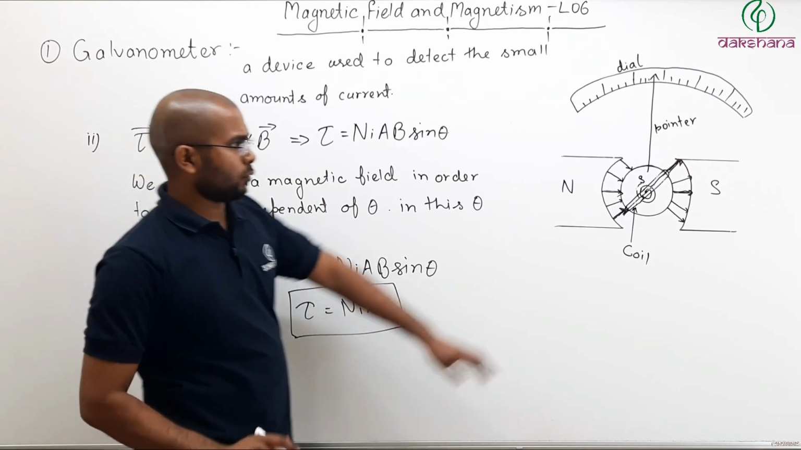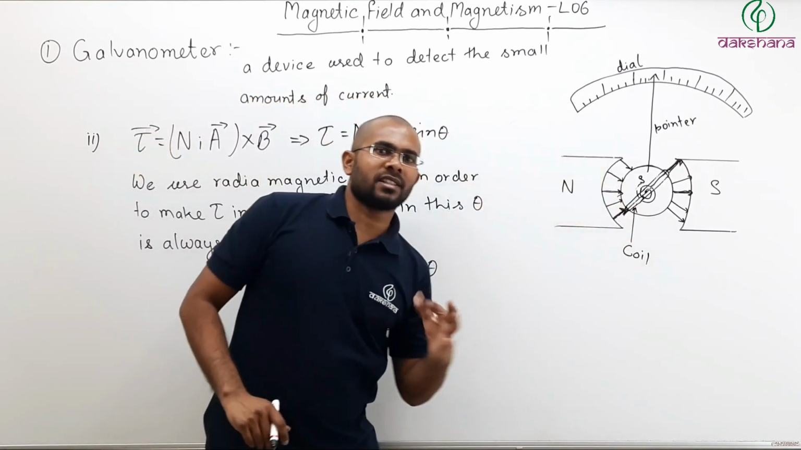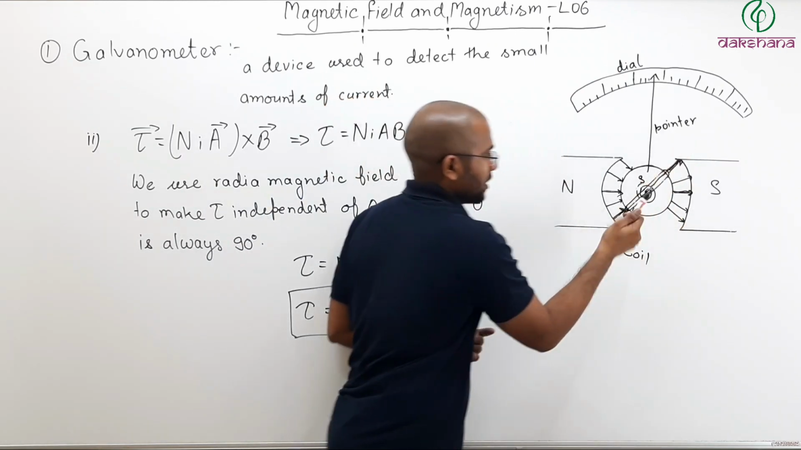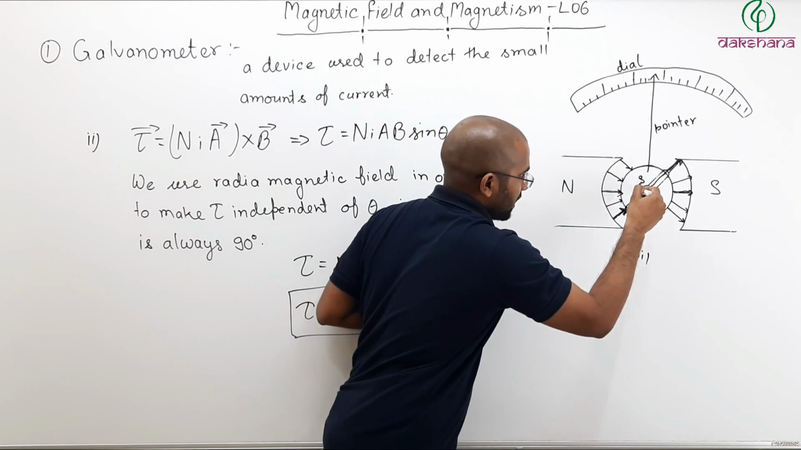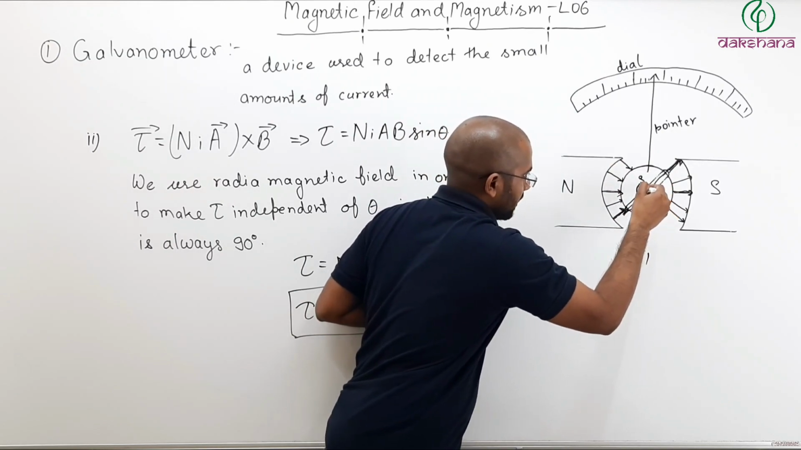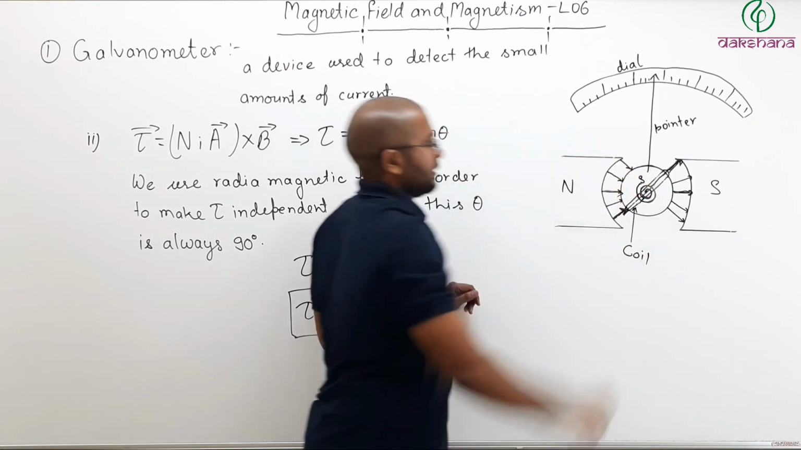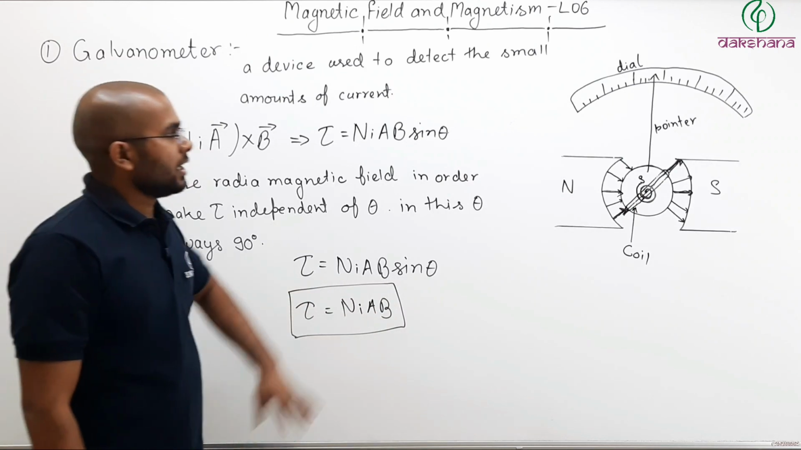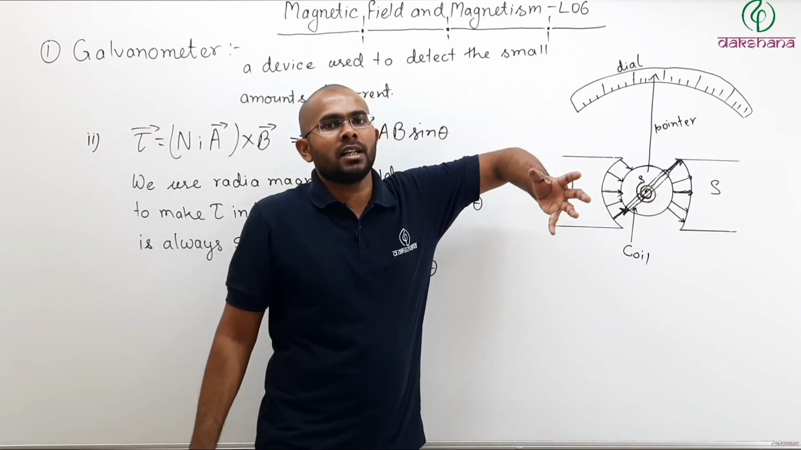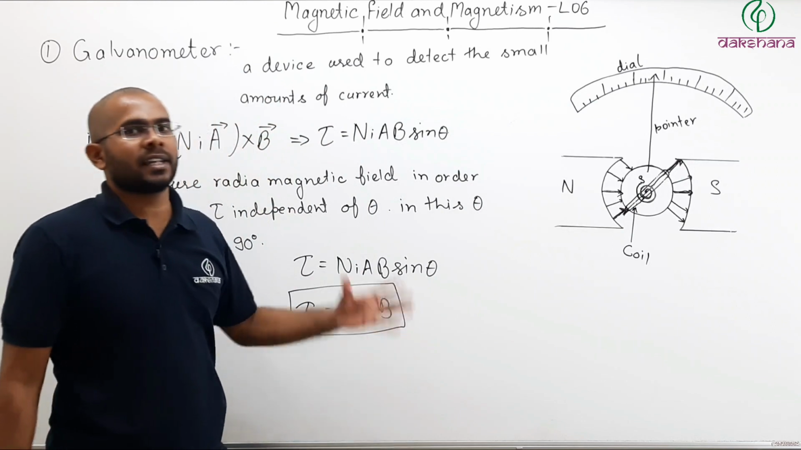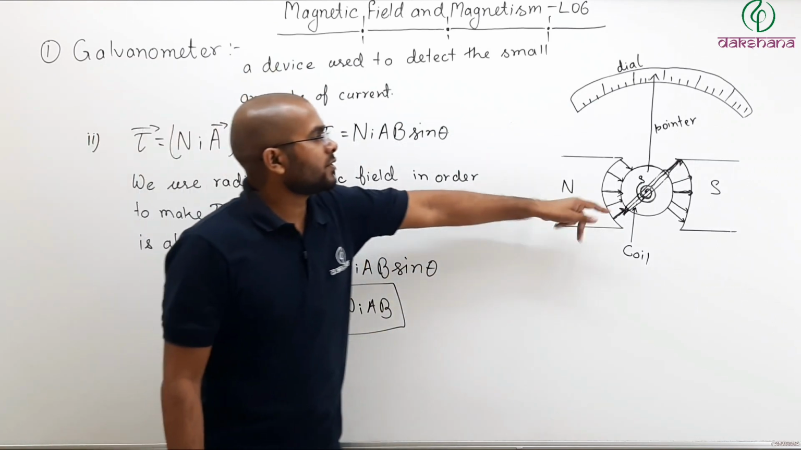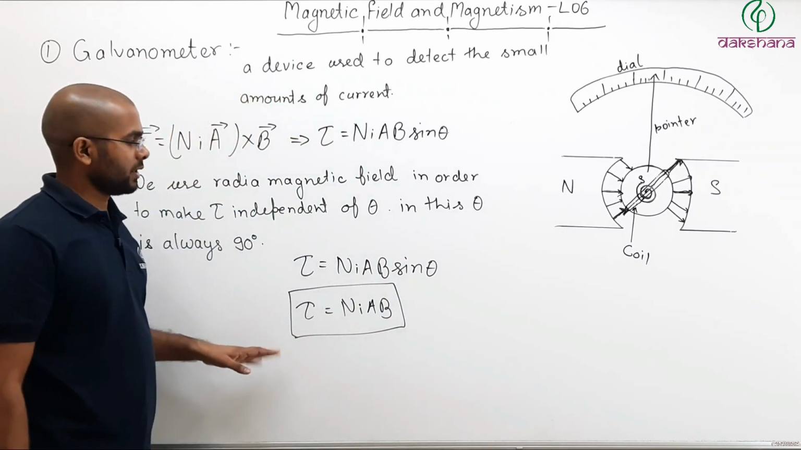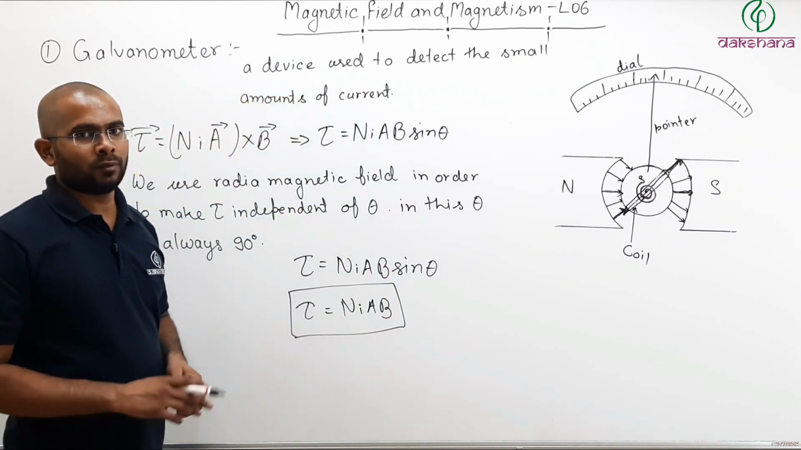Now remember, this coil is different, that spring is different. That coil is like this. These three lines we have drawn. The spring is that spool we have drawn like this. That is your spring, like this. So the torque is always NIAB. Even if you rotate your coil, the torque remains NIAB. Why? Because we are using radial magnetic field. You can pause the video and note it down, then we will move forward.